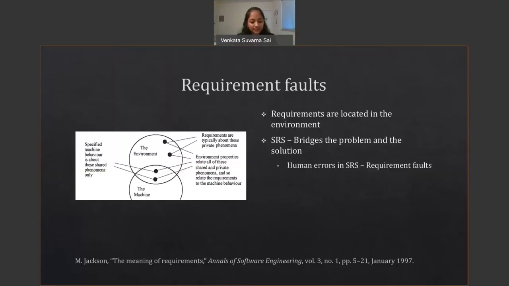Specifying these requirements is prone to human error because of things like lack of attention or inadequate planning, etc. And these manifest in an SRS as requirement faults. And these faults, if not detected, could lead to failures of the machines and can be costly to rectify in some cases. And so proper inspection has to be employed to ensure the quality of the requirements.